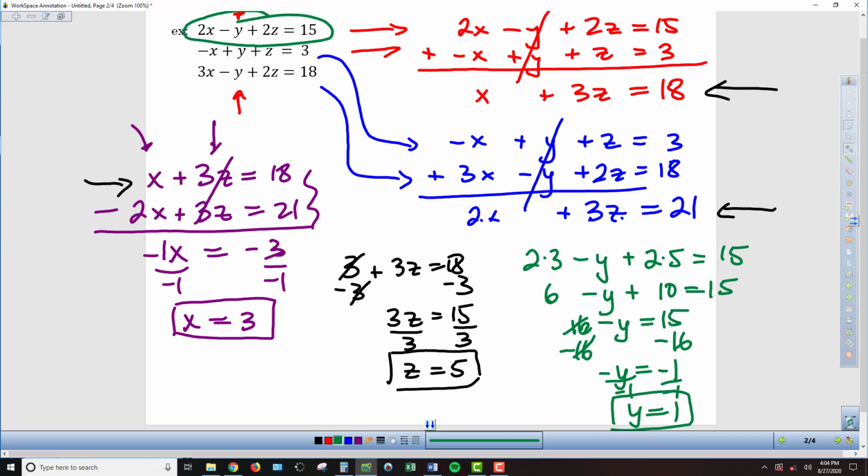That is the only ordered triple, not an ordered pair, since there's three numbers, it's an ordered triple. It's the only ordered triple that works in all three of those equations. And so we could write it either listing them all off, usually in alphabetical order, or we can go 3, 1, 5 for x, y, z order, and there's our solution.